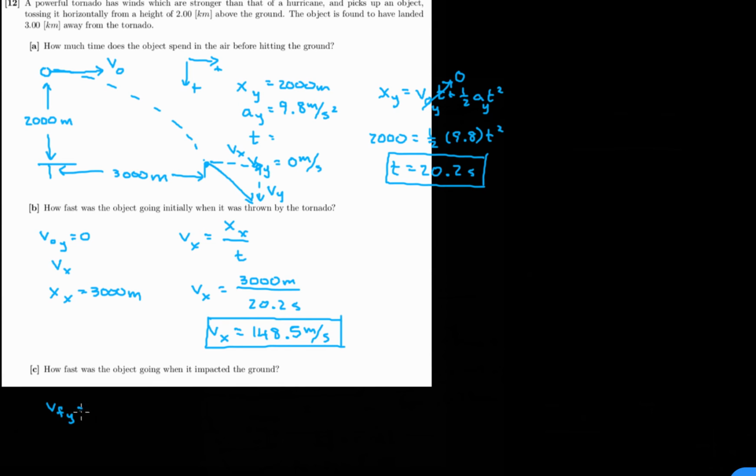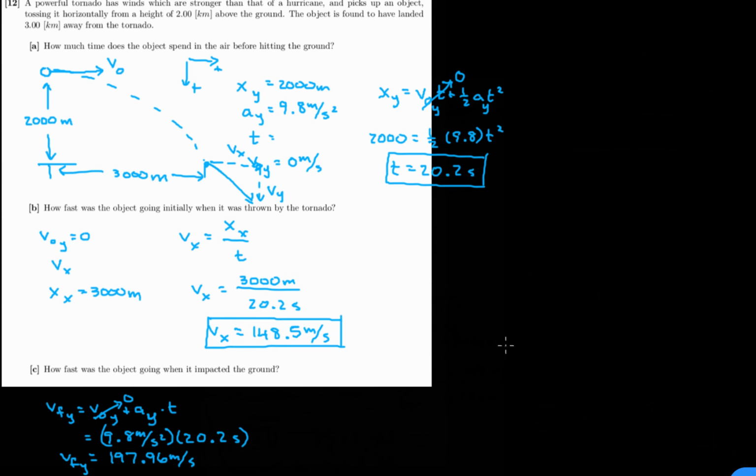I could do v final y is equal to v initial y plus a_y times t, where the initial velocity in the y direction is 0, and then it's 9.8 meters per second squared times the amount of time that it's going for, which is 20.2 seconds. You get 197.96 meters per second. That's the final velocity in the y direction.